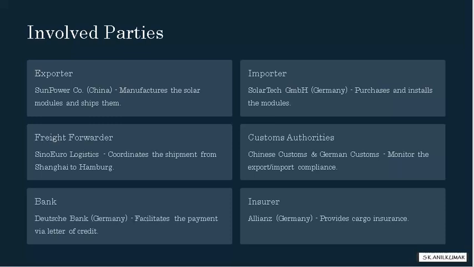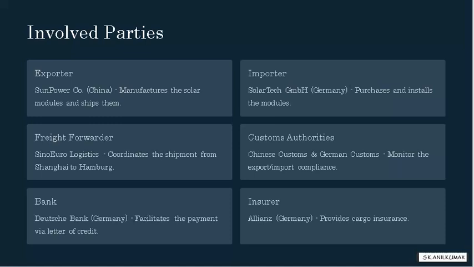Exporter is SunPower China, manufacturer of solar panels. Importer is SolarTech Germany, purchaser and user of the panels in the farm. Freight forwarder is Euro Logistics, who will coordinate shipment from Shanghai to Hamburg and ensure compliance with customs. The customs authorities, the Chinese customs service and the German customs authority, oversee whether the goods are suitable for import and export from various regulatory angles.